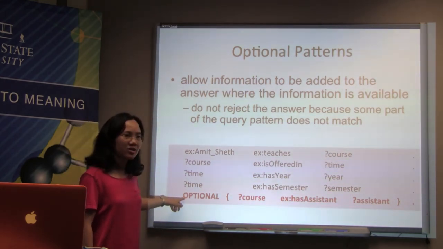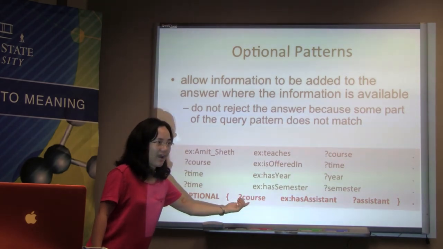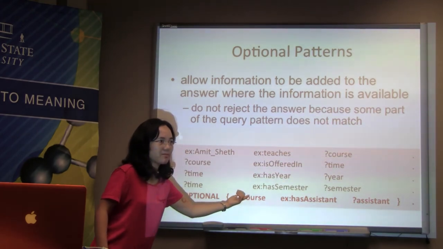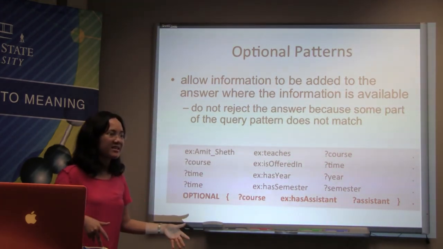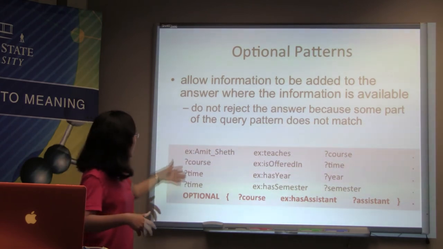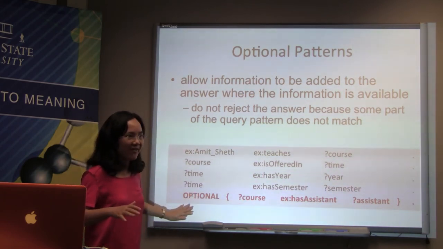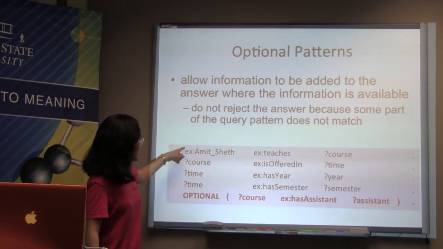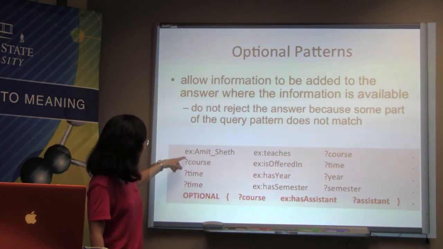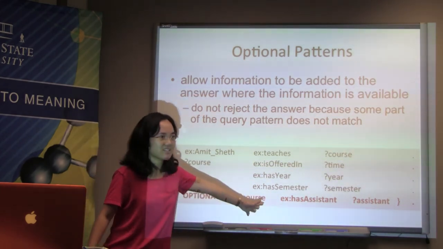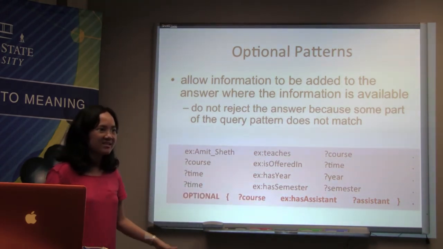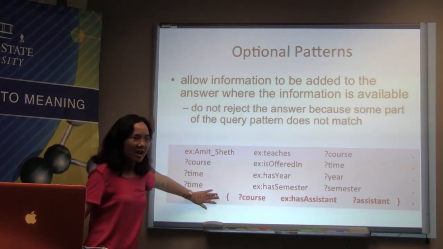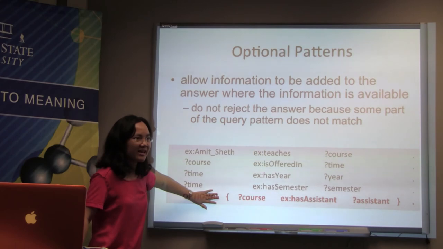When we use the optional within this graph, we specify the condition that these triple patterns may or may not exist. If it does exist, get the result. If it does not exist, ignore them as if they're not there. That's why it's optional, right? So in this example, we say that the course has an assistant. These patterns don't exist in our knowledge base, right? If I remove the optional from this query, you will not get any result.